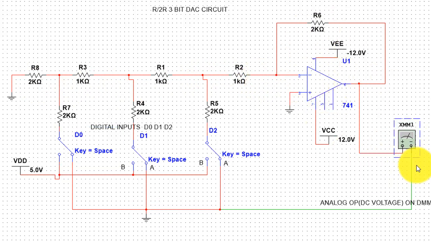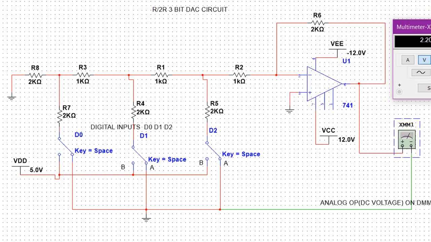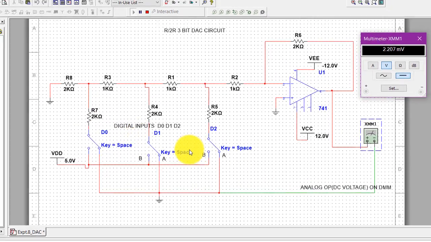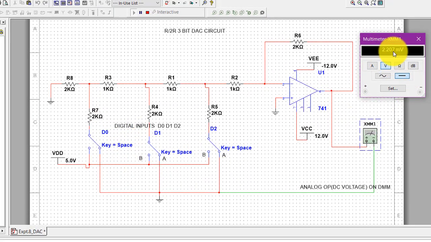Again we have taken the multimeter over here and we can check how much voltage is generated for each and every bit sequence. We are starting from 0 0 0. We know that when all the bits are 0, the output should be 0 according to the theoretical formula, but practically it may differ. I can just run the circuit and check: when all the bits are 0, we still have a small voltage, that is 2.207 millivolts. We'll check one by one.